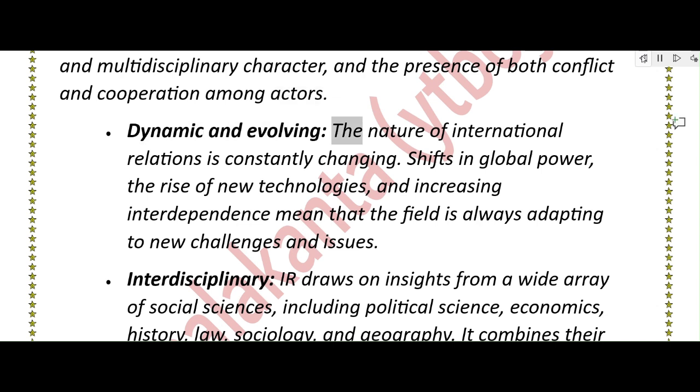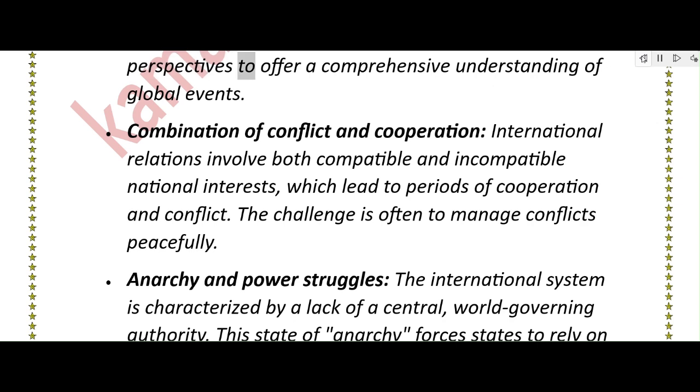Dynamic and evolving. The nature of international relations is constantly changing. Shifts in global power, the rise of new technologies, and increasing interdependence mean that the field is always adapting to new challenges and issues. Interdisciplinary. IR draws on insights from a wide array of social sciences, including political science, economics, history, law, sociology, and geography. It combines their perspectives to offer a comprehensive understanding of global events.